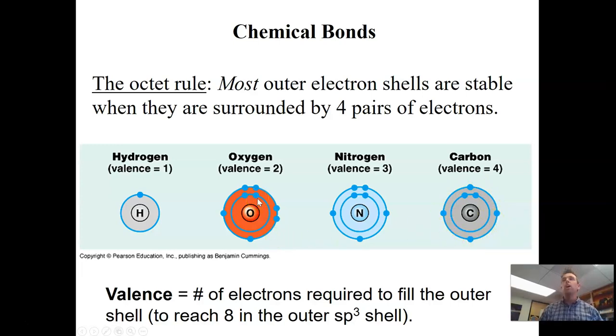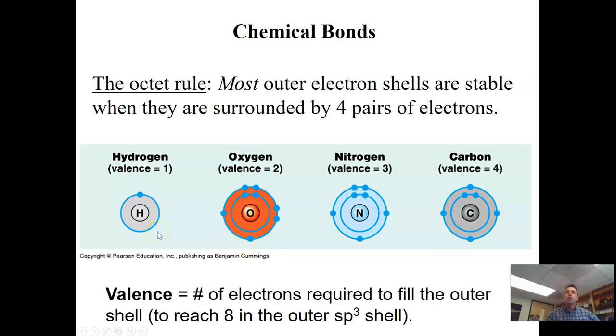So how many would oxygen need? So how many bonds is oxygen normally going to make? Well, oxygen would make 2 bonds because it only needs 2. Its valence is 2. It only needs 2 electrons to fill its outer shell, so it will have to share 2 electrons, meaning it will need 2 bonds.